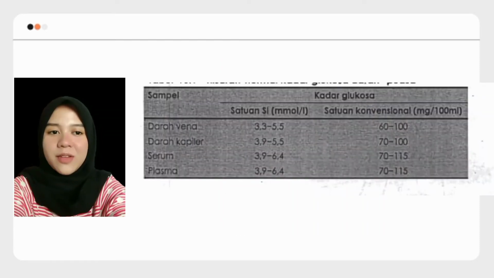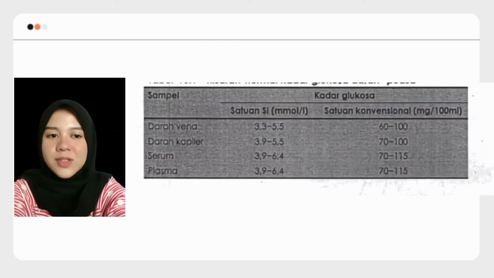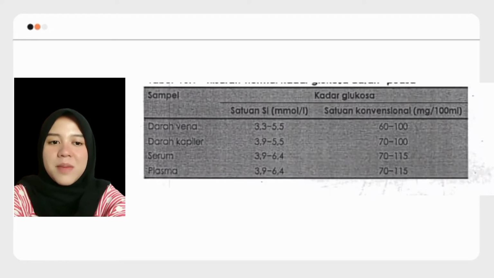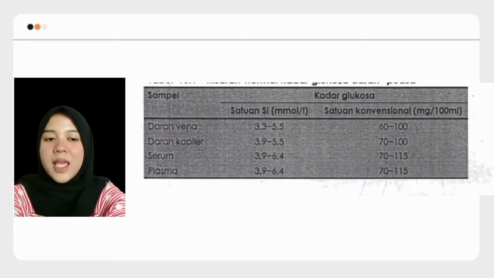The formula for determining the level of glucose in a blood specimen is AP divided by AR, then multiplied by C. AP is the absorbance of the test object, AR is the absorbance of the standard glucose solution, and C is the level of the standard glucose solution. Note: if using a control serum, the calculation remains the same, but AP is replaced with AC.